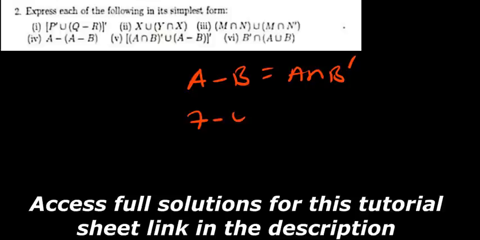The first one, we have a big bracket P complement union open brackets Q minus R, close the brackets, then a big bracket complement. I want you guys to understand one thing. The moment you have A minus B, this is the same as A intersection B complement. If you have 7 minus 4, the answer is 3. What does it mean? In 7, remove 4. So in A, remove B. That's why it's A intersection B complement. Let us now see how we can work out the first one.